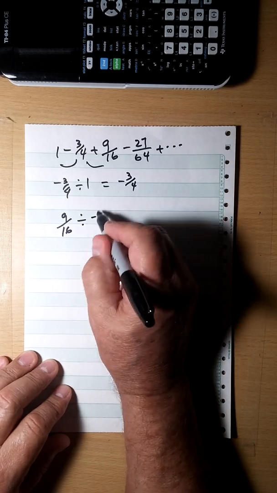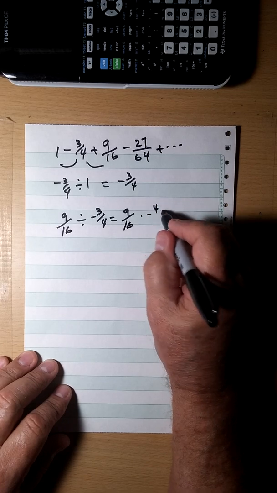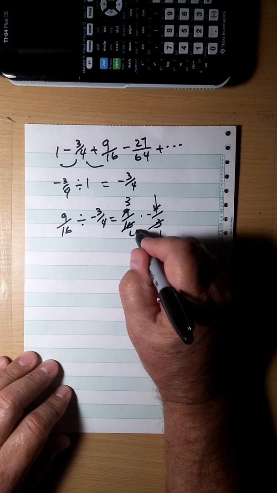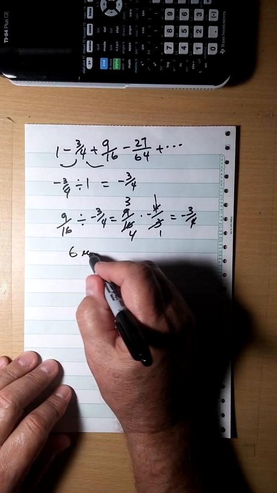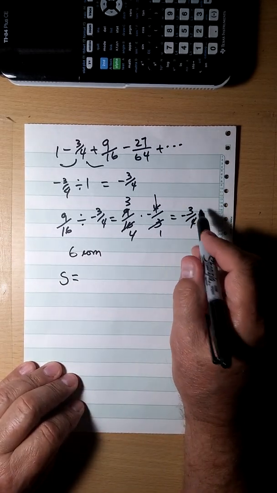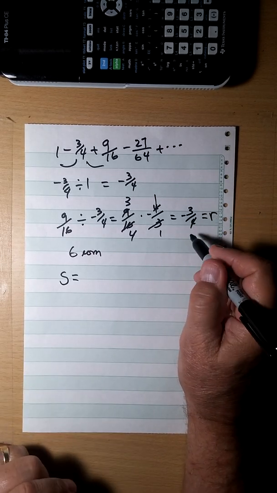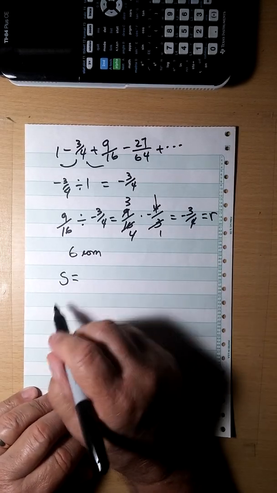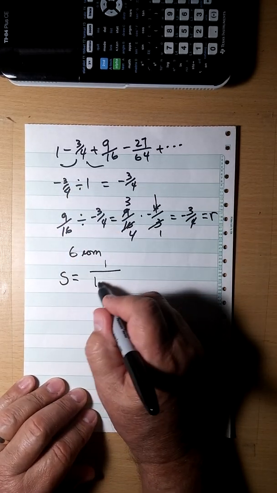Okay, what about 9/16 divided by -3/4, which is 9/16 times -4/3. 3 going once and 3, 4 going once and 4, so we get -3/4. Yes, it's geometric. And for a geometric infinite sum, first of all, this common ratio r is between -1 and 1. So this will work. S sub infinity, or just S. It's the first term, 1 over 1 minus r.